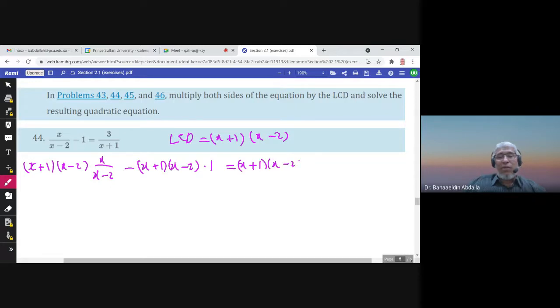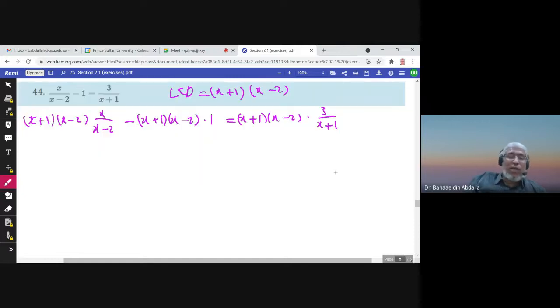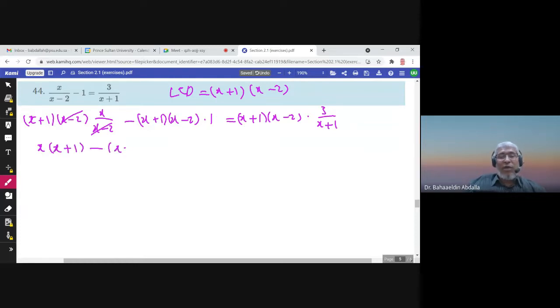All right. I hope you understand this by now. Well, x minus 2 cancels with x minus 2. And I'll have x times x plus 1. Here times 1. So I just write it x plus 1 times x minus 2. And here x plus 1 cancels with x plus 1. And I'll have 3 times x minus 2.